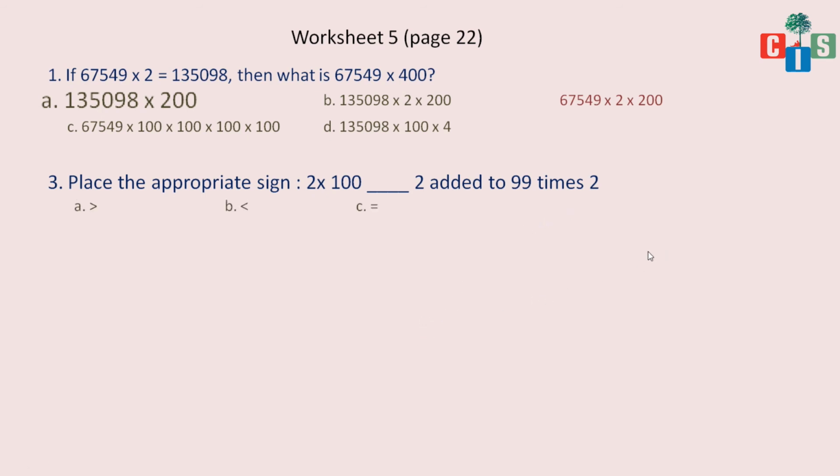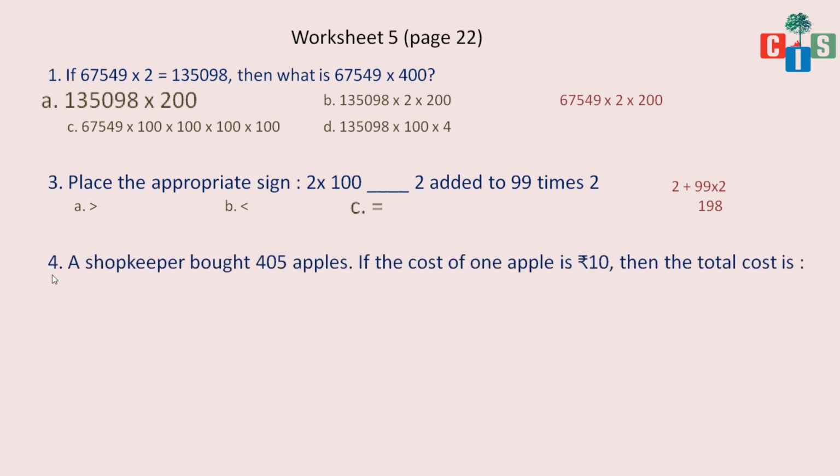Fine. So we will have 2 plus 99 multiplied by 2. 99 multiplied by 2 is 198. 198 plus 2 is 200. Yes, and 2 multiplied by 100 is also 200. So my answer will be not A, not B, but C, that is equal to. Fine. Now moving on to the fourth question I have taken.